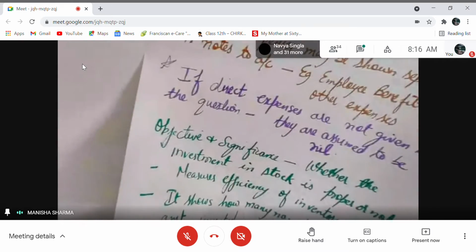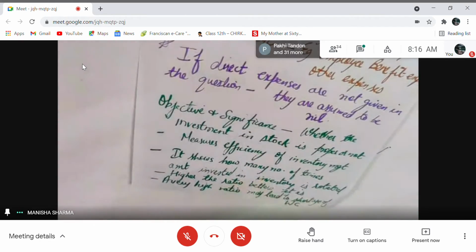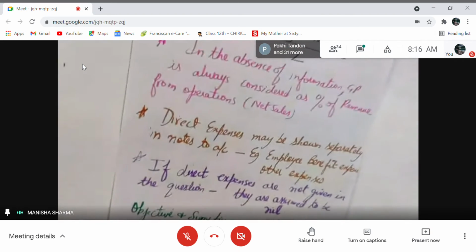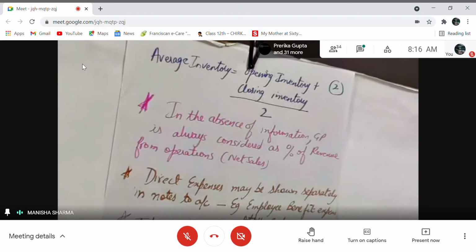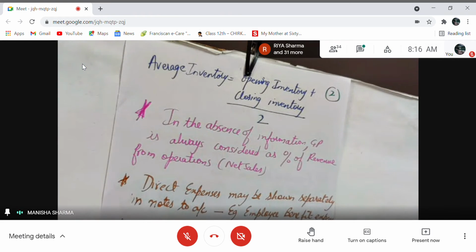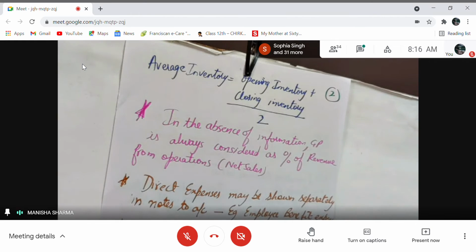Now, if you remember, we divided cost of goods sold by average inventory in order to calculate the ratio. Now, what is average inventory? Average inventory is opening inventory plus closing inventory divided by 2. The average of any item is the sum of the items divided by the number of items. So we have two inventories, opening inventory plus closing inventory, divided by 2.